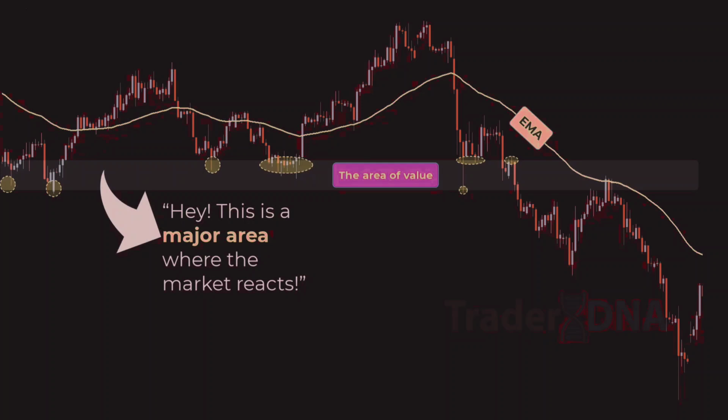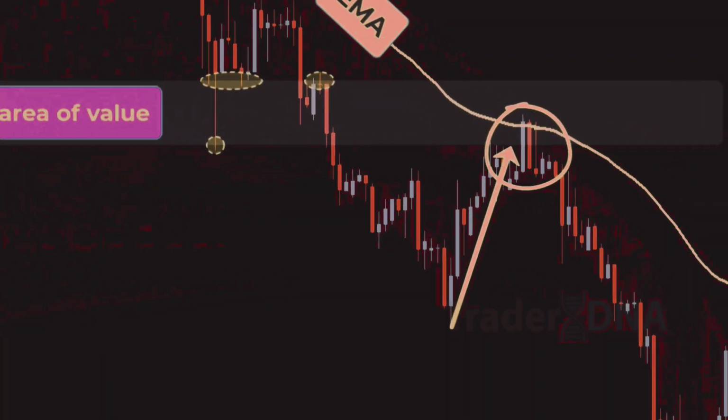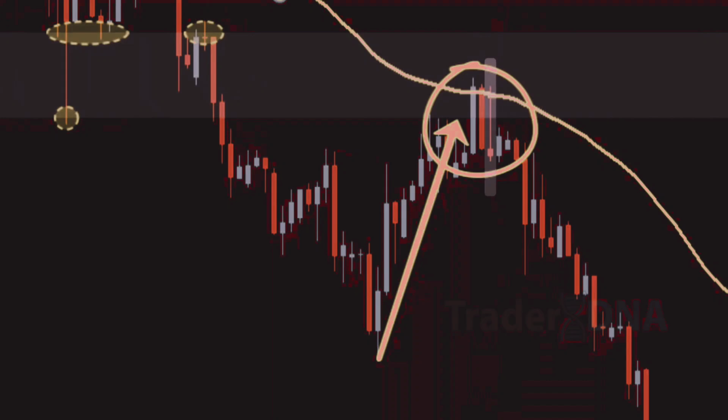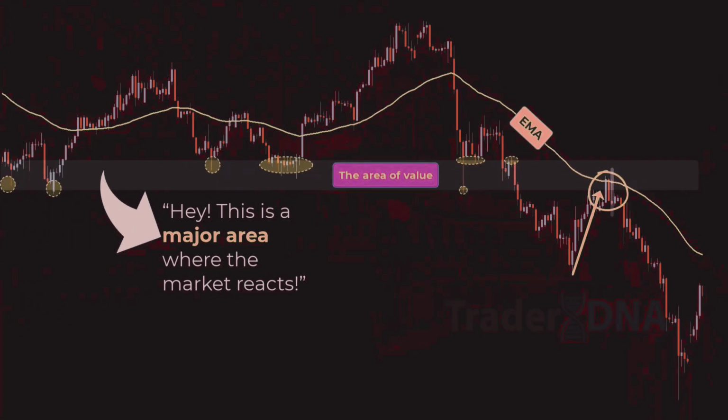And then look what happens next. Price comes right up and touches the EMA. That's the market saying resistance confirmed. But it doesn't stop there. A shooting star candle forms right at that level, giving us a crystal clear signal of selling pressure building up. This is the kind of setup that gets me hyped because it's where everything aligns perfectly.